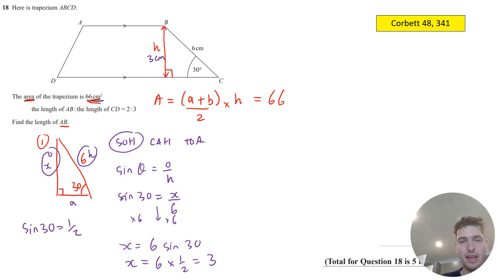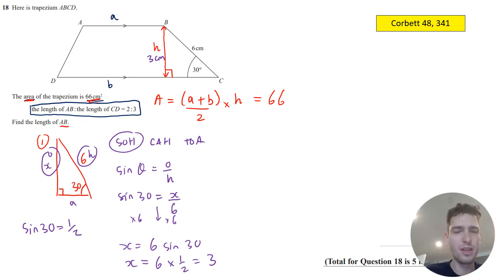Okay, I've got the height, and I've used my length 6 and my angle 30. Now I need to look at this statement here. The length of AB to the length of CD is 2 to 3. I'm definitely going to want to use those lengths because in my area, these are going to be my a and my b, my parallel sides.